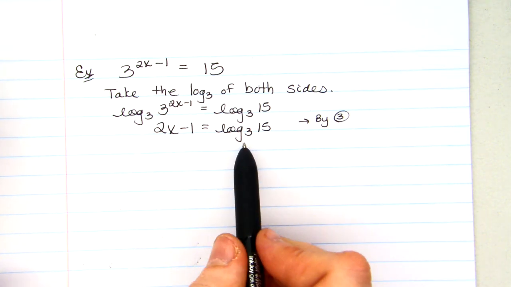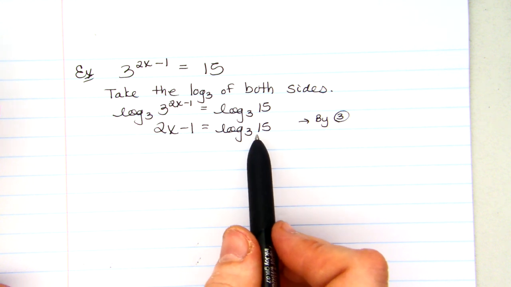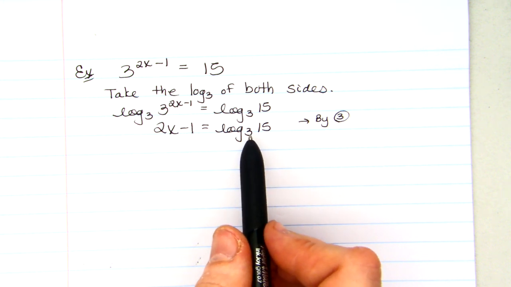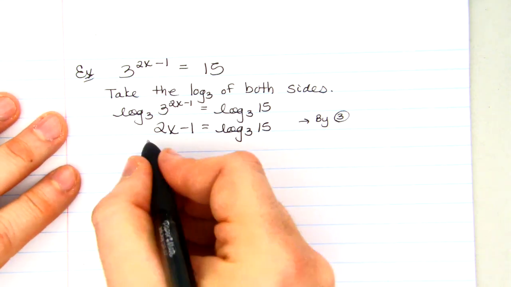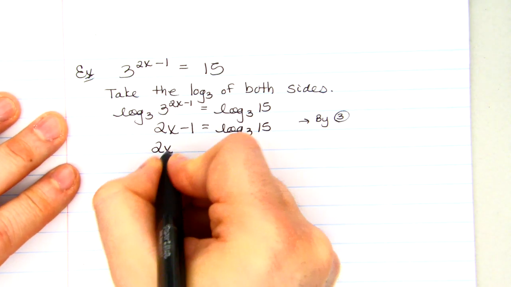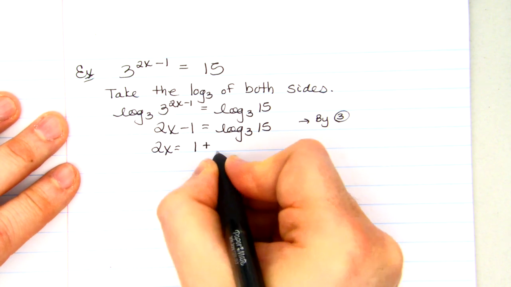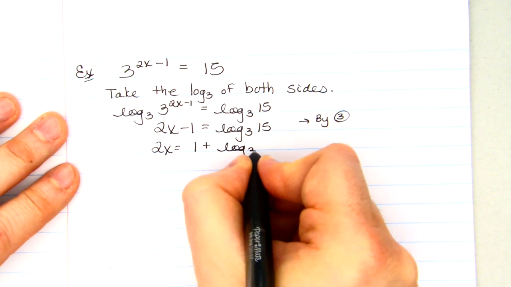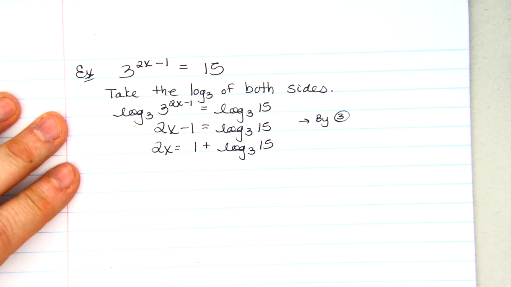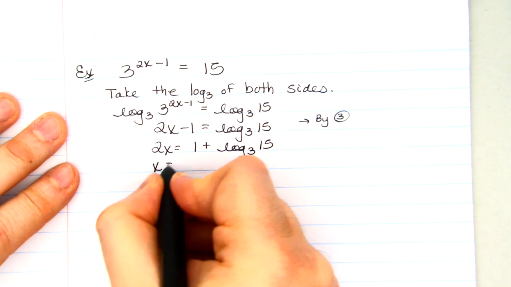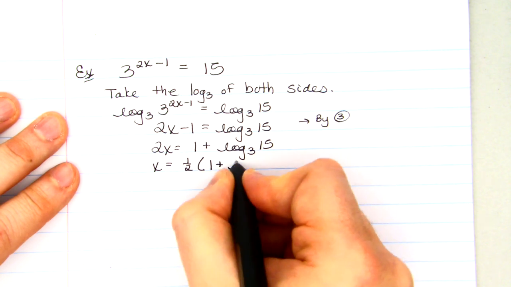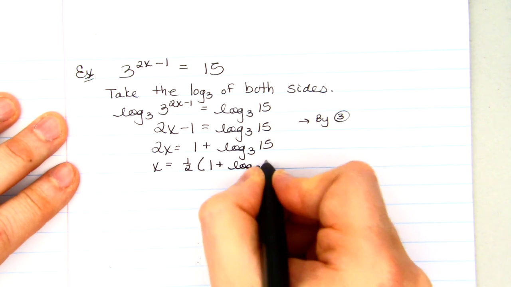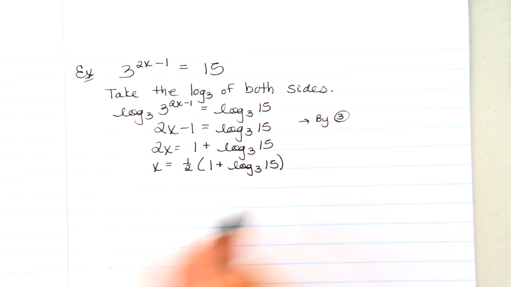Well, I don't know what log base 3 of 15 is off the top of my head. We'll use the calculator in a little bit. But I first want to get an exact answer for this thing. Well, that shouldn't be too bad. I can add 1 to both sides and say 2x equals 1 plus log base 3 of 15. Divide both sides by 2, and we're going to get x equals 1/2 times 1 plus log base 3 of 15. And that's my exact answer for this.